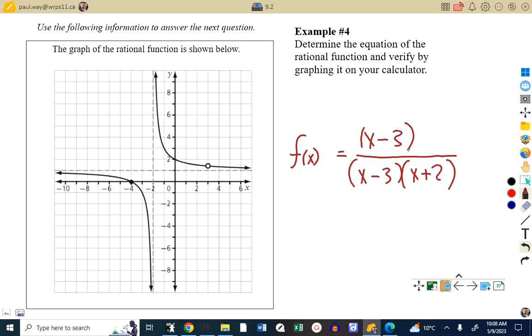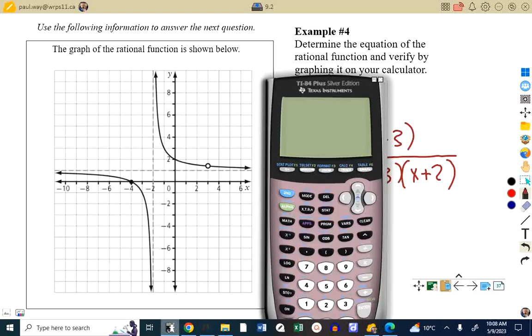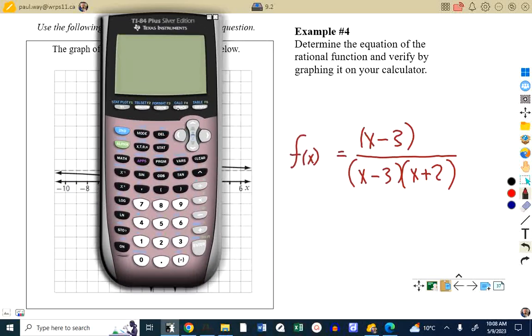However, if you graph this, let's take a minute and graph this. We have to be very cautious in entering this. It's x minus 3 in brackets divided by, if I were to enter this, my graphing calculator is going to think I want to divide by x minus 3 and then multiply by x plus 2. So I have two options.